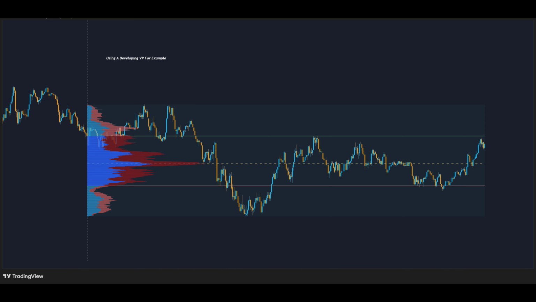The point of control, the price level with the highest traded volume, stays relatively fixed. It's not migrating up or down significantly. When you refresh your volume profile every 15 or 30 minutes, you'll see the POC remains at or very near the same price level. This persistence tells you that the maximum acceptance, the price where the most trading activity occurred, hasn't changed. The market keeps coming back to this level, confirming it as the center of value.